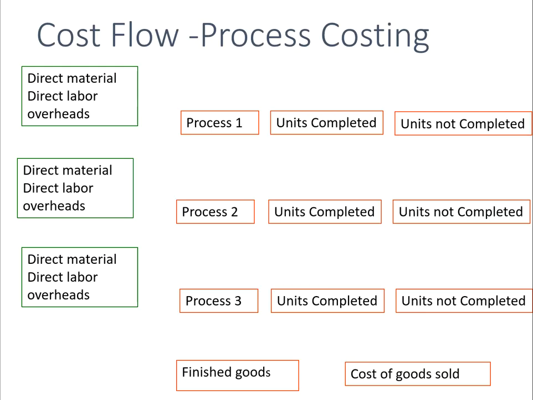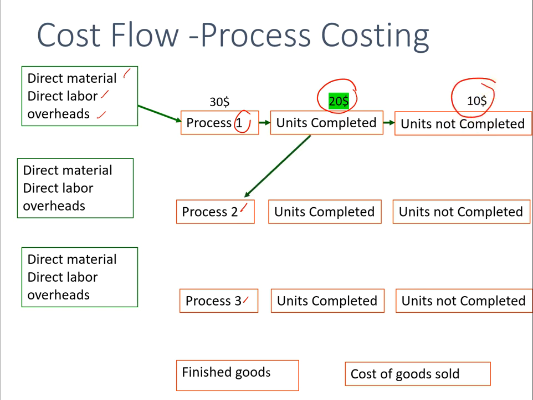do the accounting actually. So I will give one more example here. We have three processes here: process 1, 2, and 3. Every process you have material, labor, and overhead. So we can take an example. The first process, you spend $30. Out of this $30, $20 worth goods are completed and $10 worth is not completed from the first process.